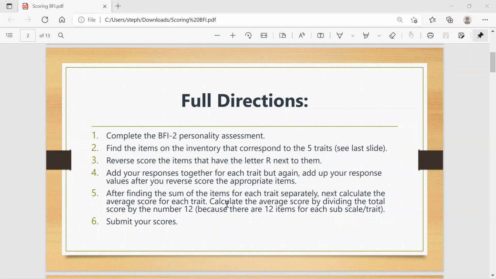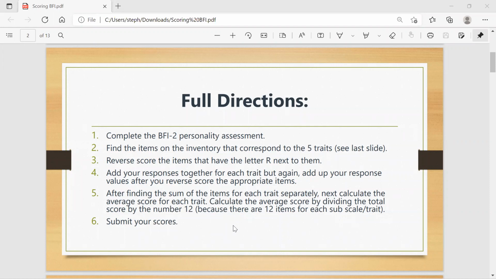After finding the sum of the items, the sum is the total amount. So you're going to calculate all of that for each of the traits separately, each of the big 5 traits. Calculate the average score for each trait. This is not new to you. You should have learned how to do this back in primary school, in secondary school. So finding the average score means finding the mean, right? So if you're remembering the central measures of tendency, the mean is what we're looking for.